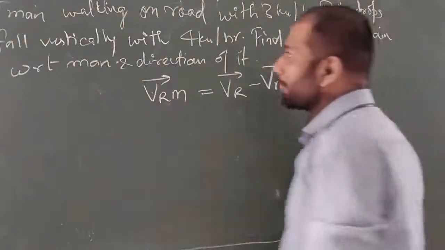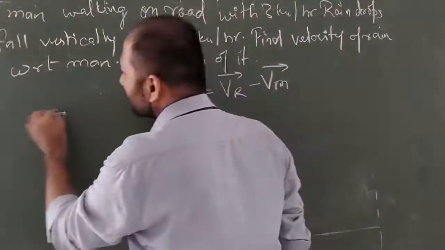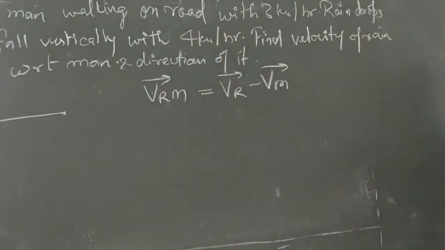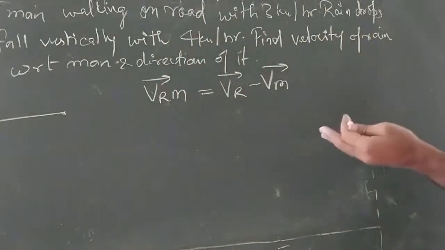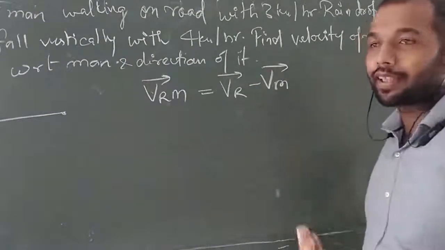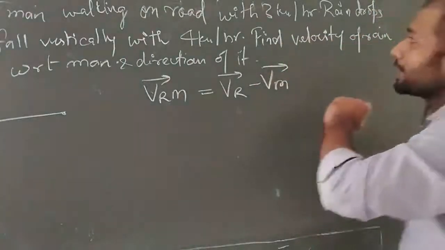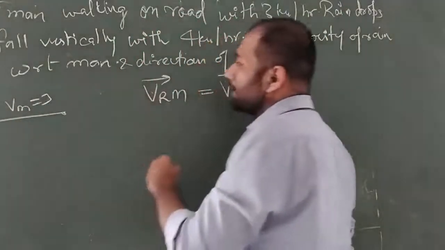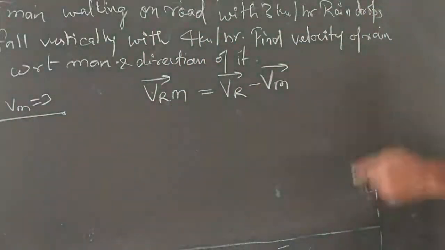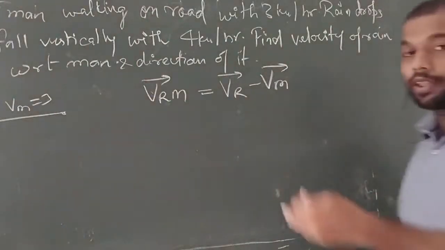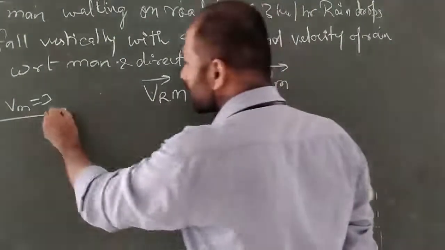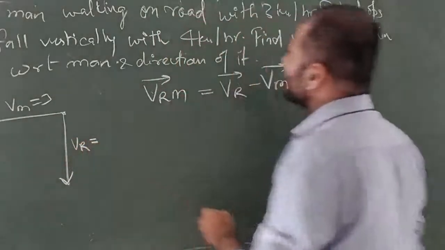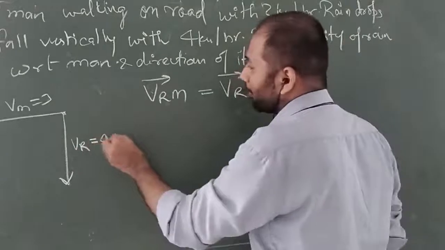Now let us see the diagram. Let's say the man is moving in this direction because he is moving on the ground, so it can be taken as the left side or the right side. By default I have taken the left side, you can also take the right side. What is given to us is Vm equal to 3. Now the rain is falling vertically downward, and this is the direction for Vr, which is 4.